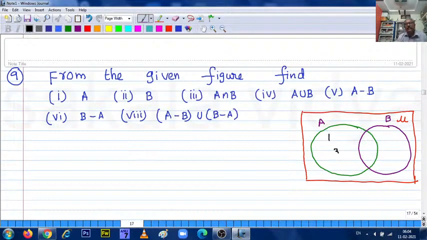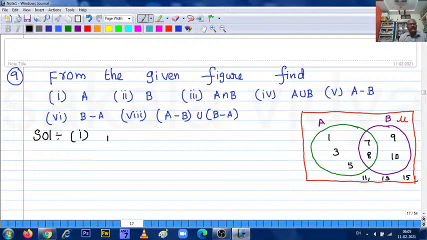1, 3, 5, 7, 8, 9, 10, and 11, 13, 15. Okay. First we need to write A. Observe the figure, and we need to write set A and set B in roster form only.